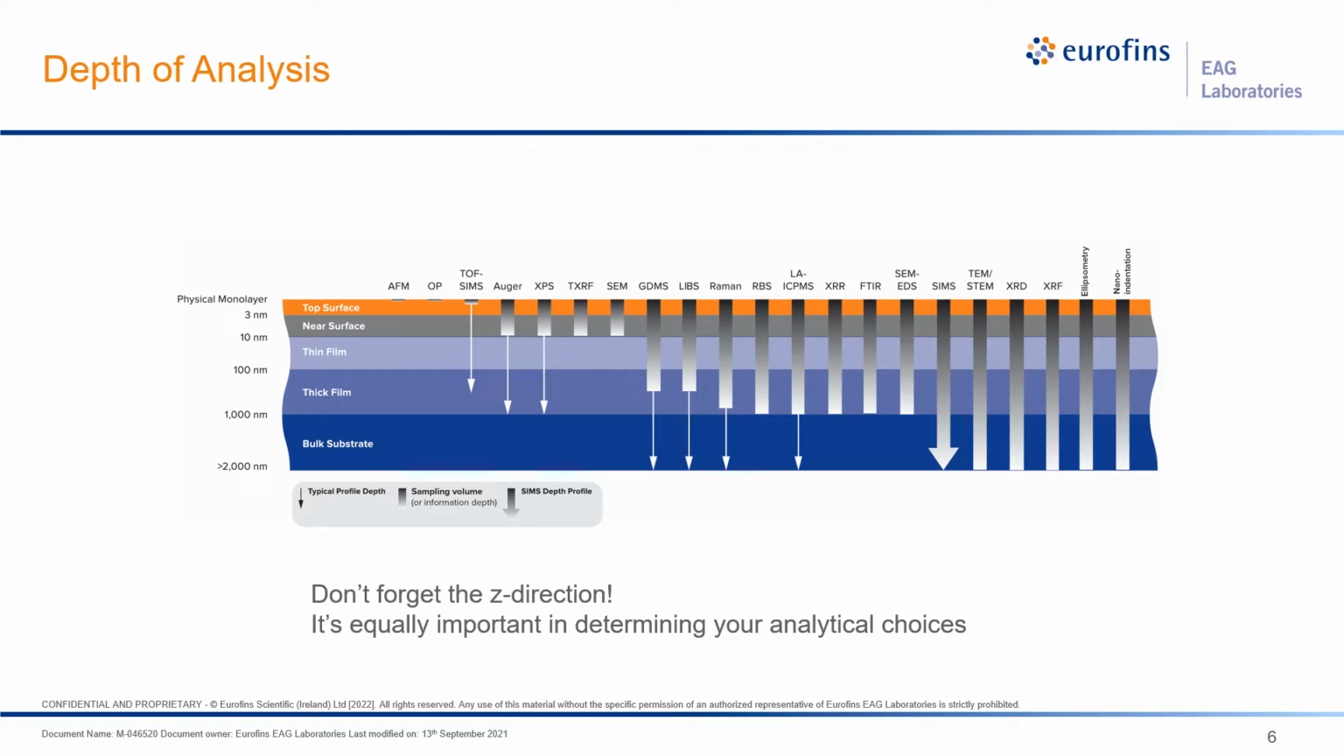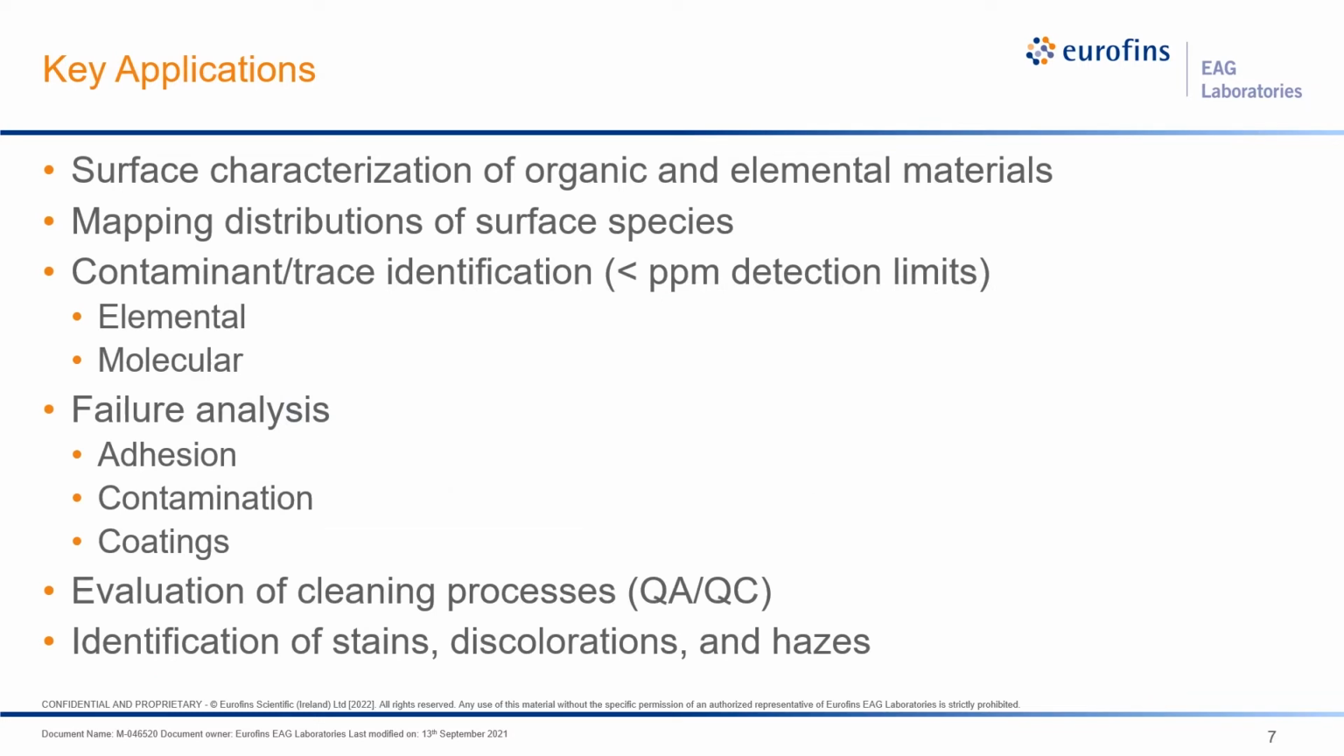Its closest relatives are Auger and XPS, which are also very surface sensitive, but even they go a little deeper than TOF-SIMS when you're analyzing directly on the surface. Some of our other techniques go much deeper. So again, when you're choosing the right technique, it's very important to bear in mind that there are more than just 2 dimensions. Okay, let's talk a little bit about some of the key applications of TOF-SIMS.